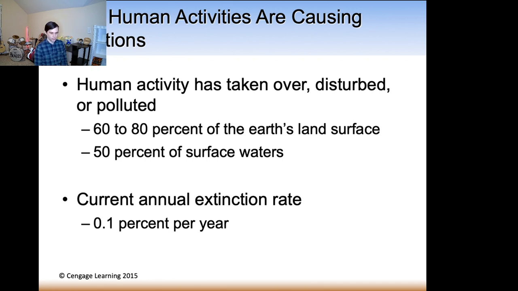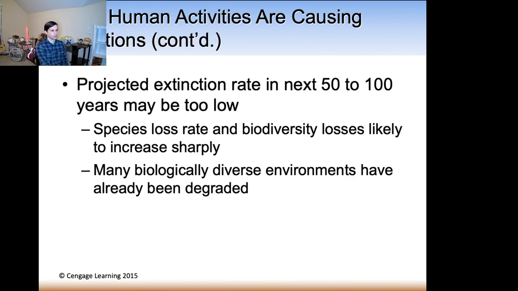So the current annual extinction rate on our life on Earth is about 0.1%. So about 0.1% of the organisms that we've identified on our planet will go extinct every single year. That's kind of scary. Historically speaking, it's very much lower than that, and it's very likely that that statistic is kind of flawed and is also very low compared to what it probably should be.